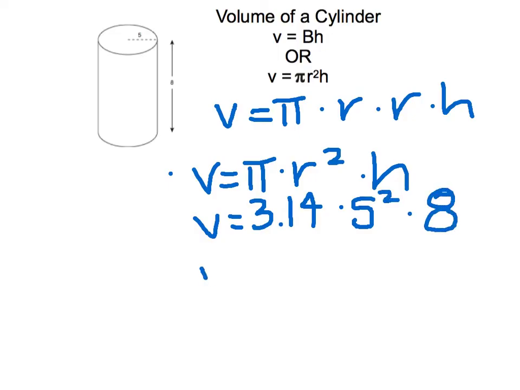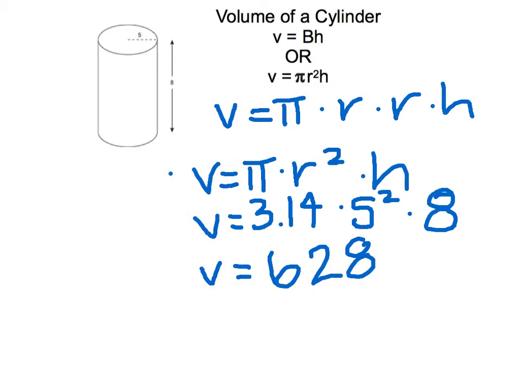All right, I'm going to go ahead and plug that into the calculator. Now, if you are using this formula, you just need to be extra careful with the squared. Make sure you square the 5 and not the entire expression. All right, so when I type in 3.14 times 5 squared times 8, my answer is 628.